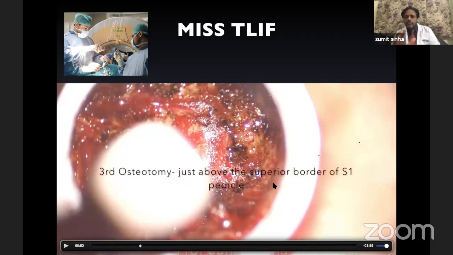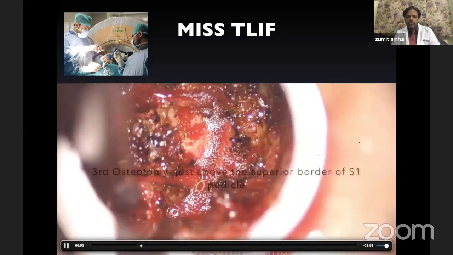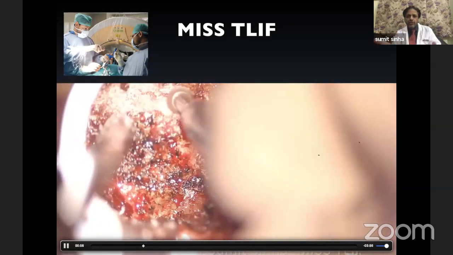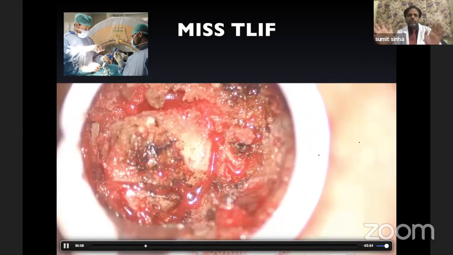So the idea is to remove the facet, and the exact GPS landmarks to remove the facet are earmarked by these 3 osteotomies. So this is the most important part of the operation. And once you do this osteotomy, the whole of the disc space is lying in front of you, and no neural tissue is in front of you.